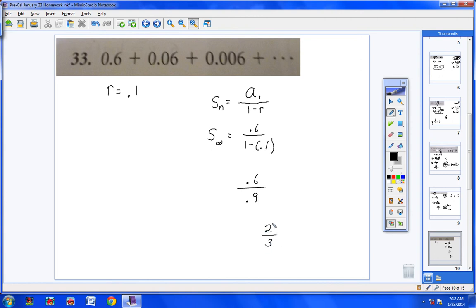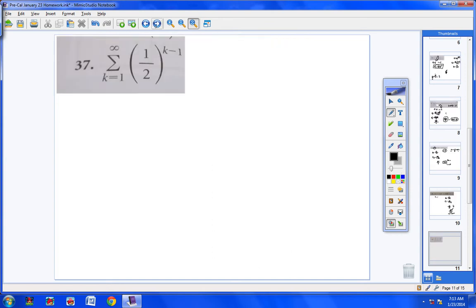2/3. You could type it into your calculator and get out a decimal and hit math, enter, or you could just look at it like this. You can move the decimal one place in the numerator as long as you move the decimal one place in the denominator. So you then have 6/9 and then reduce it and you get 2/3. Now again, this is called the sum or the limit. Okay, because if you keep adding more terms, it'll get closer and closer to 2/3, but it will never quite reach 2/3. All right, let's move on to number 37.